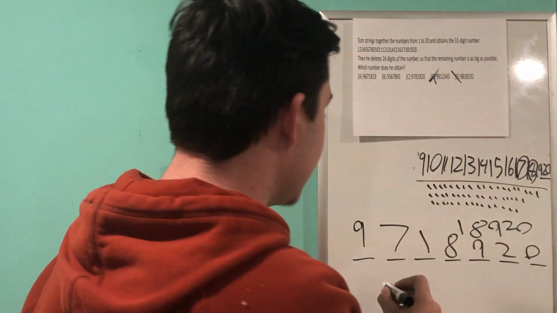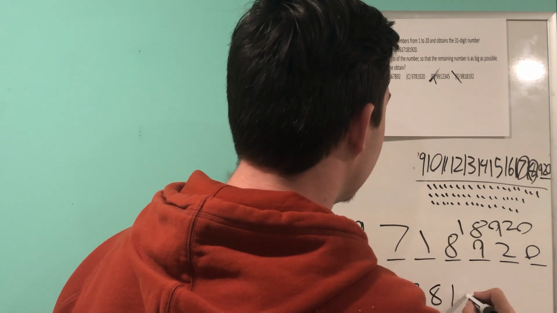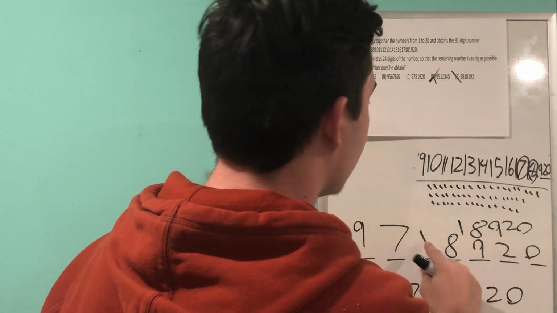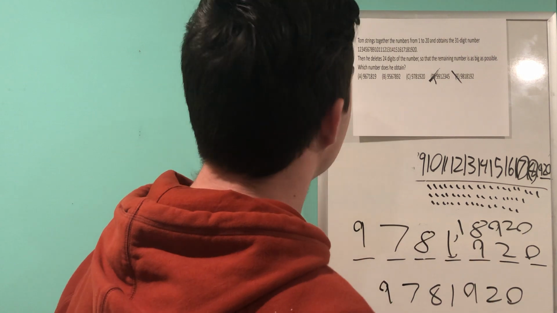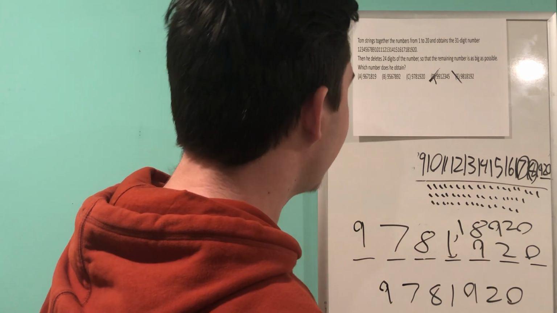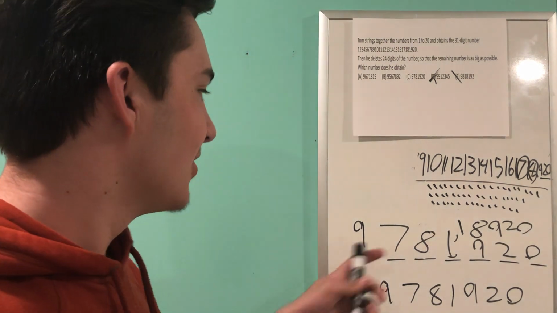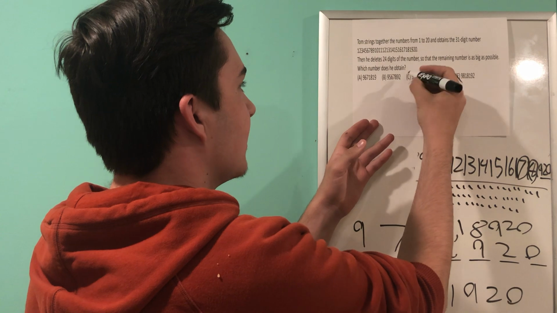Does the answer choice say that? The answer choice says 9, 7, 8, 1, 9, 2, 0. Oh, sorry, I mixed these two up. Perfect, we got it. Let's go. That's what I like to see. All right, so that looks like what it is. And look at that, it's the biggest number.